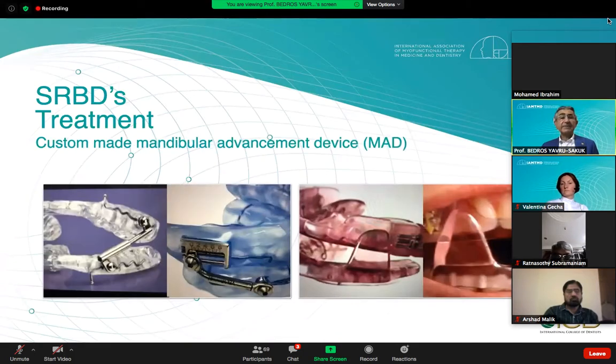Here we have many types of mandibular advancement devices. The look is different, however, the principle or the way of action is the same: to open the bite, move the mandible forward, and to open the airway for easier breathing.